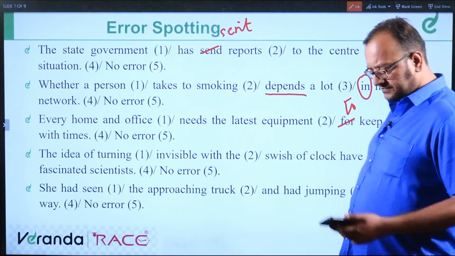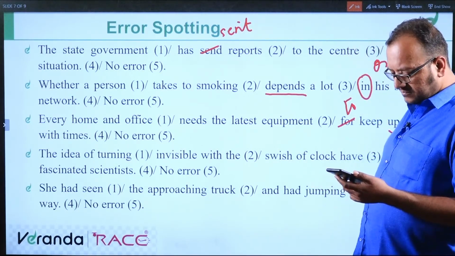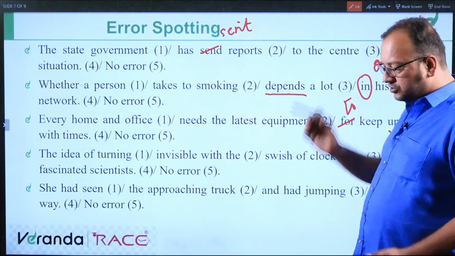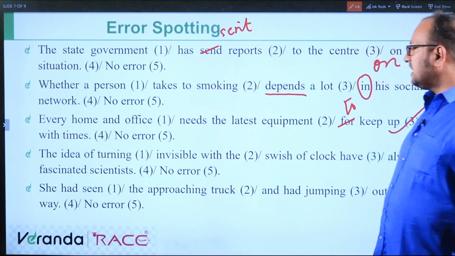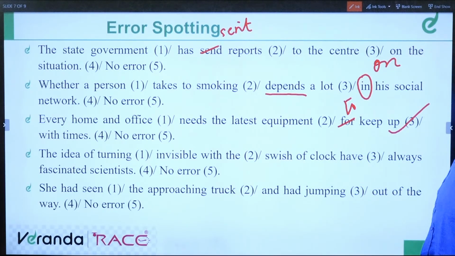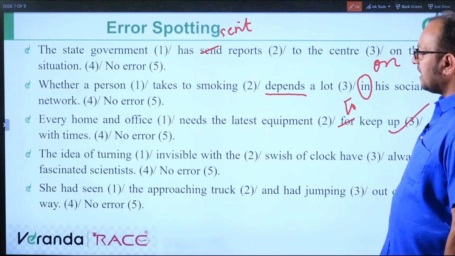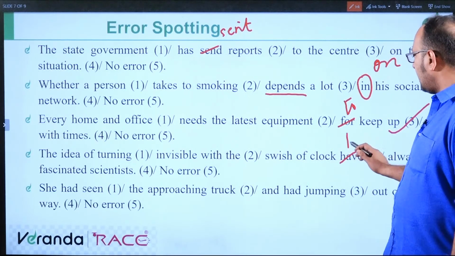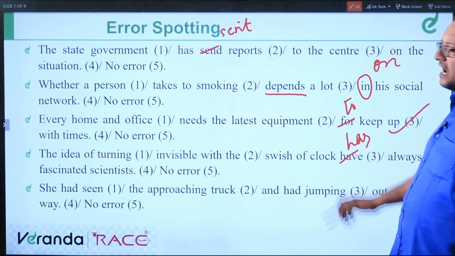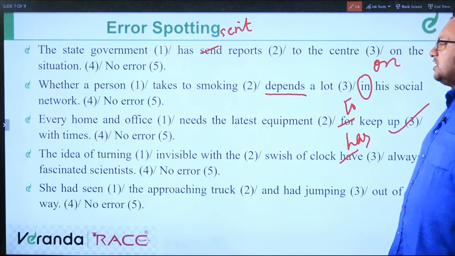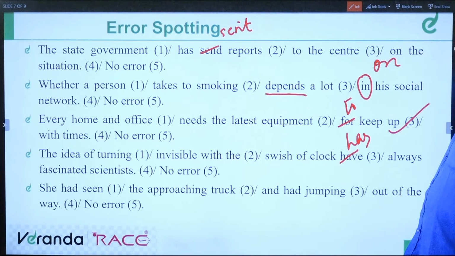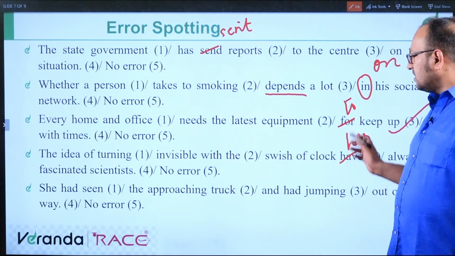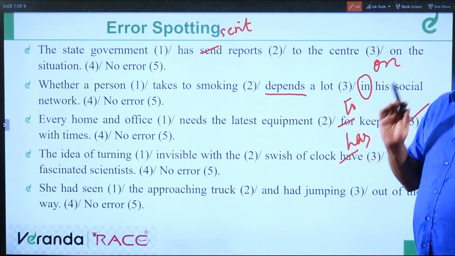Okay, next. The idea of turning invisible with the swish of a cloak have always fascinated scientists. So it should be has always fascinated because it talks about the idea of turning invisible. The idea of turning invisible with the swish of a cloak has always fascinated scientists. Has, because the idea is singular, right?